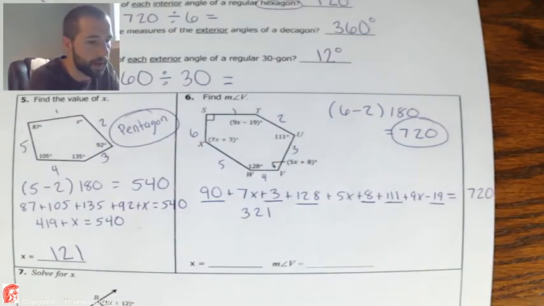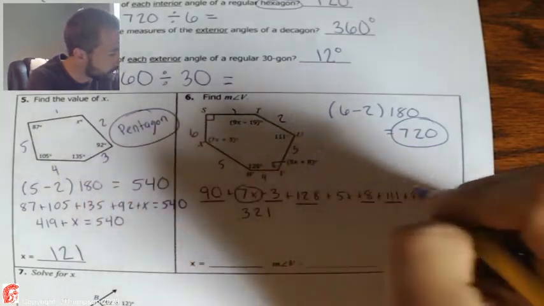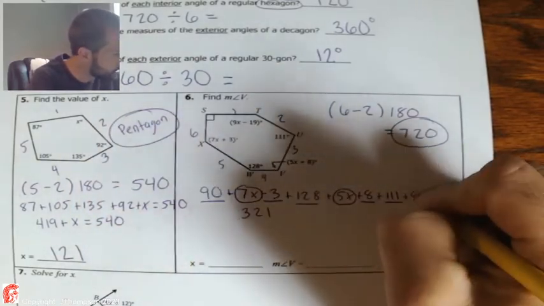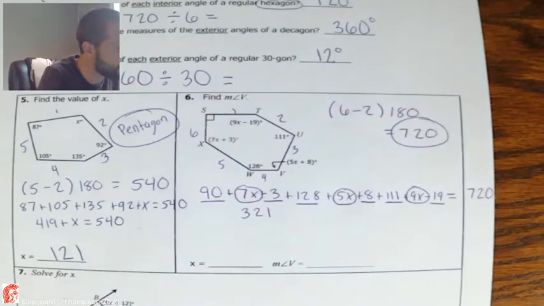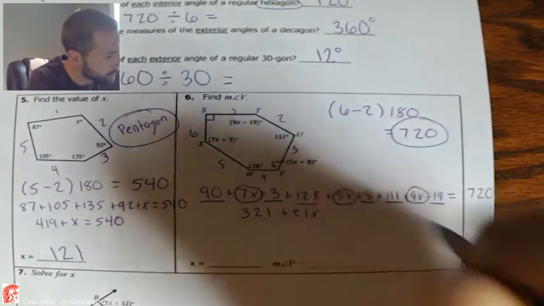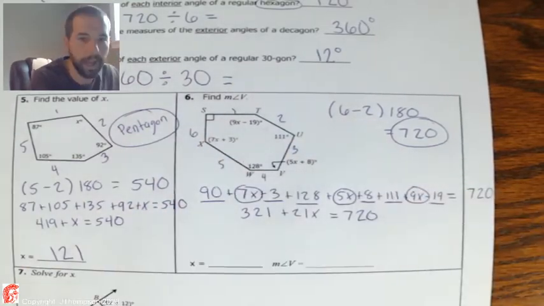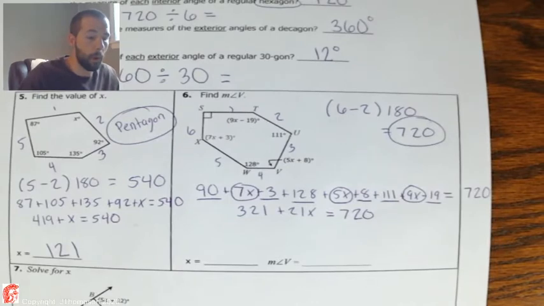And then you're going to combine all of the x's together, so 7x combined with the 5x combined with the 9x, and you get 21x equals 720. So that's a lot nicer looking than what we have had before. So just clean it up a little bit.